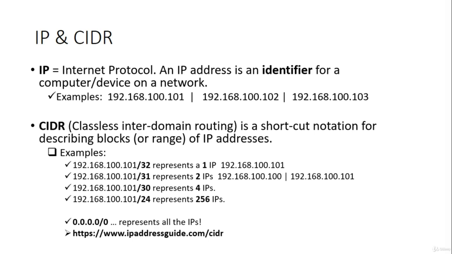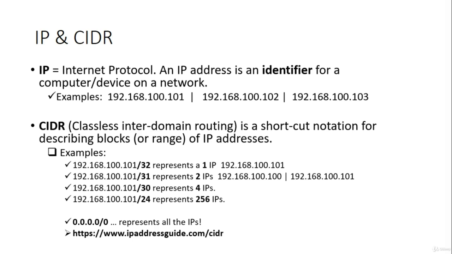Example: if you want to represent a single IP, 192.168.100.101, then you can write the whole IP and then /32. /32 will represent one IP. If you are writing an IP with /31, it will represent two IPs. So 192.168.100.101 /31 will represent two IPs, 100 as well as 101.